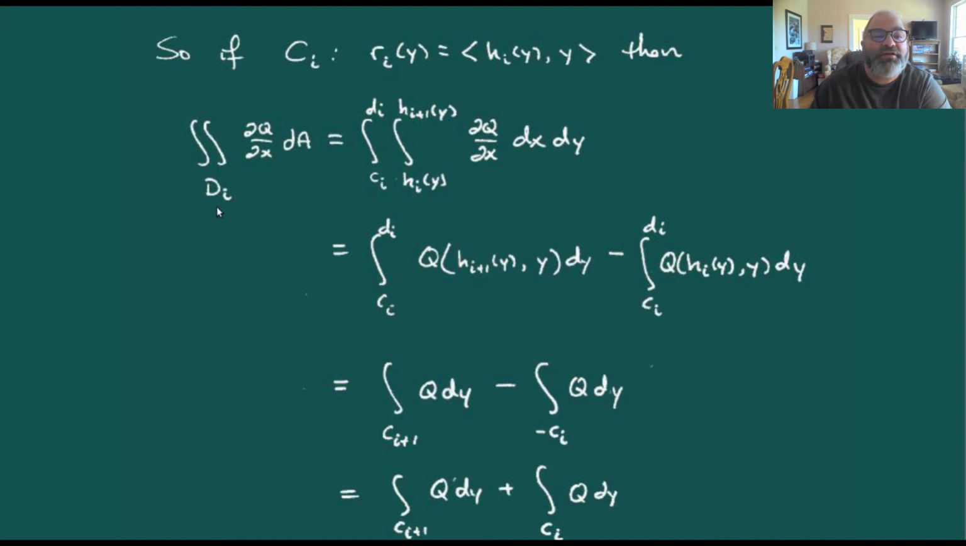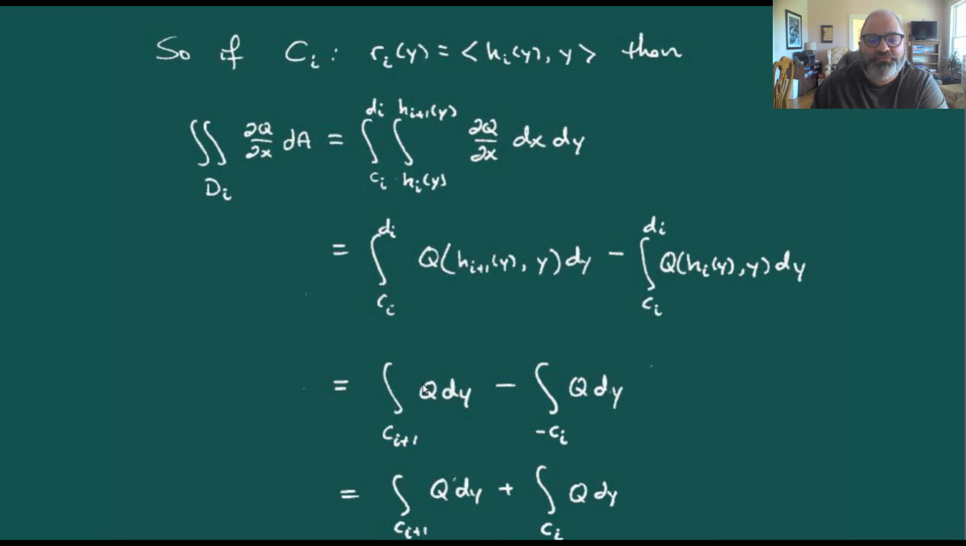Then if we look at the double integral over these regions D_i of partial Q partial x dA, same thing kind of applies. We just integrate with respect to x first. And when we do that with these nice parameterizations, what we get is something similar to what happened with our first integral: this is the function evaluated at, so this looks like the evaluation along a curve.